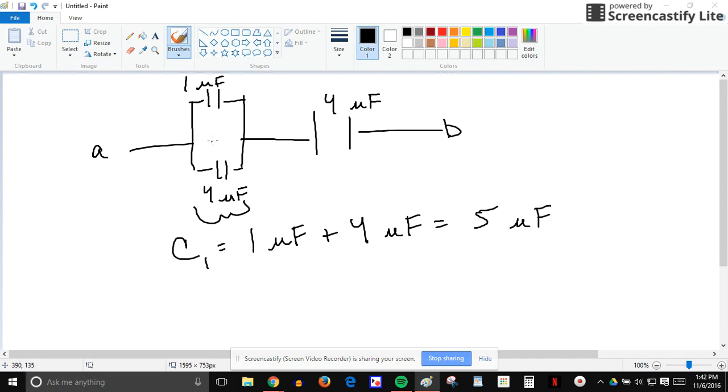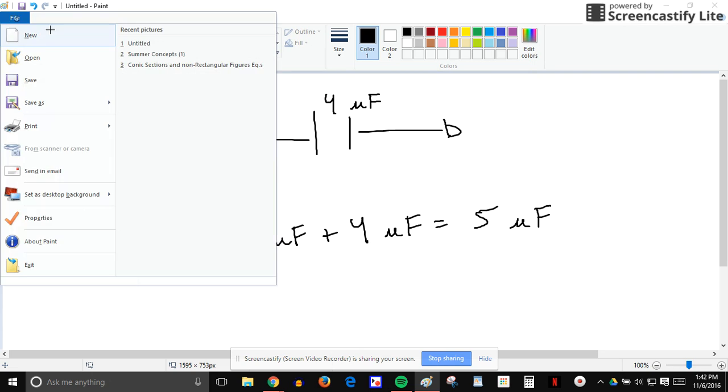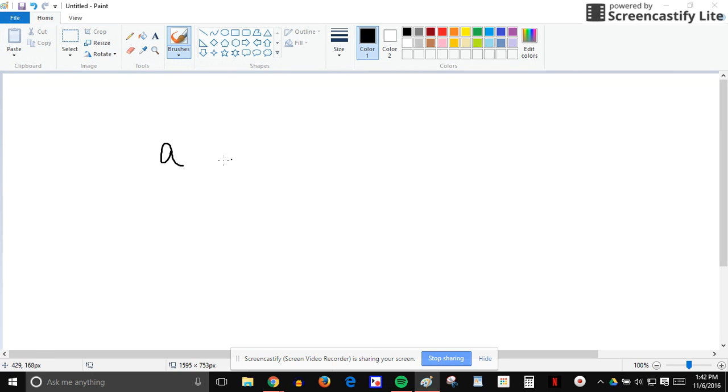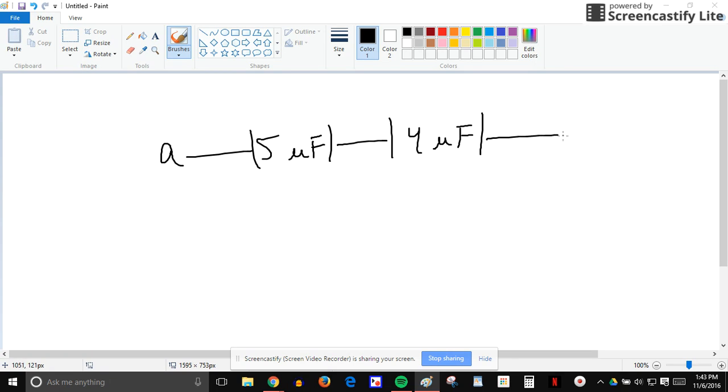So now that we know that the equivalent capacitance of this right over here is 5 microfarads, I could rewrite this as the following. So I have A, I have 5 microfarads here, and then I have 4 microfarads over here, and then we'll terminate at the point B. Okay, so now I have capacitors in series. Now, to find the equivalent capacitance in series, I would write 1 over the equivalent capacitance in series is equal to the sum of 1 over the individual capacitances.